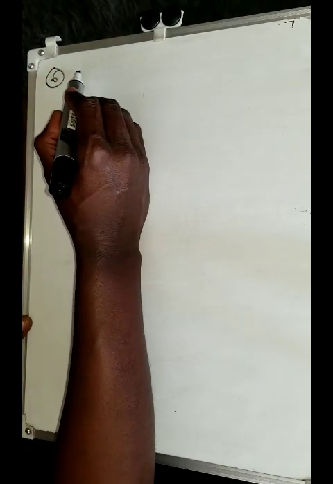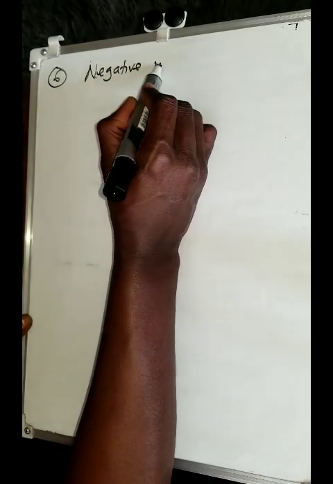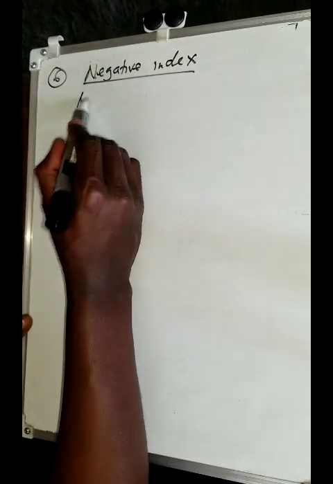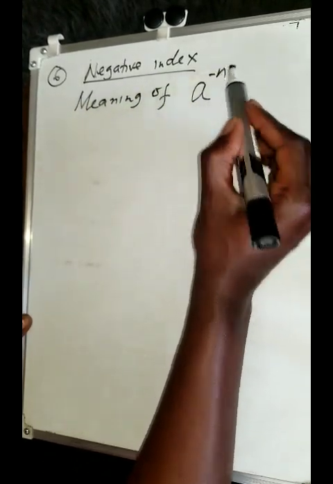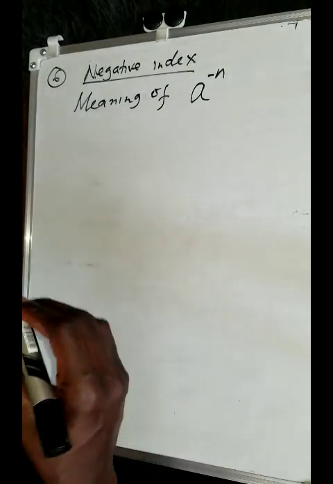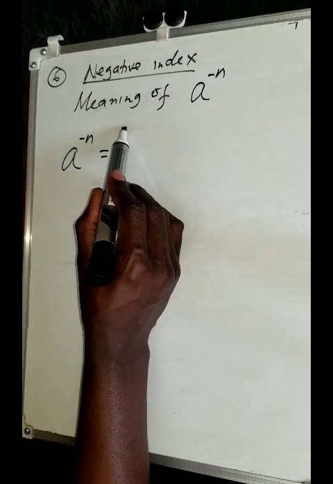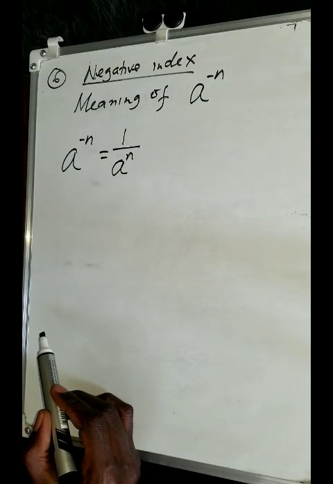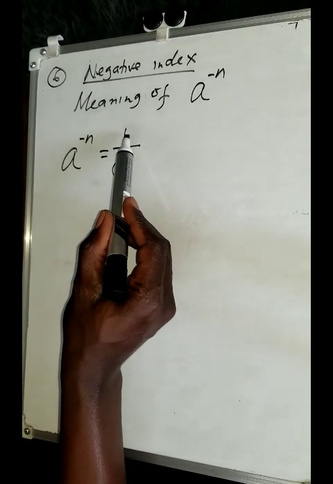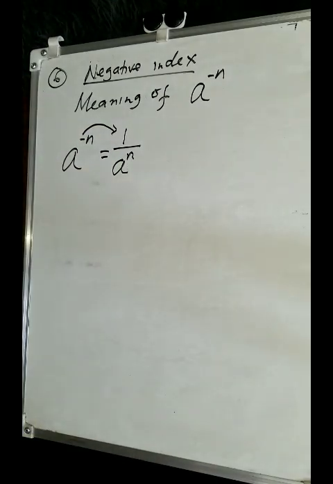So we can talk about negative indices. Suppose we are dealing with a negative index, so the meaning of a raised to negative n. If you have a raised to negative n, that negative will become 1 over a raised to a positive index. So that's the meaning of that expression that we're having there.